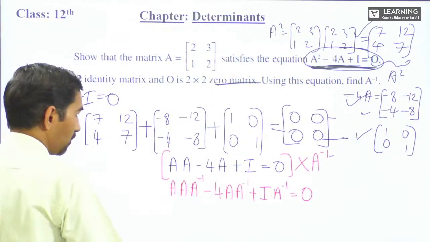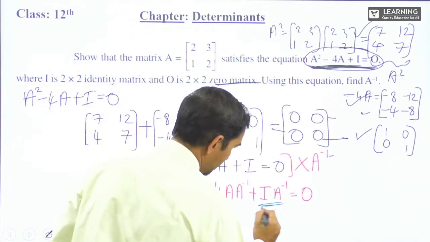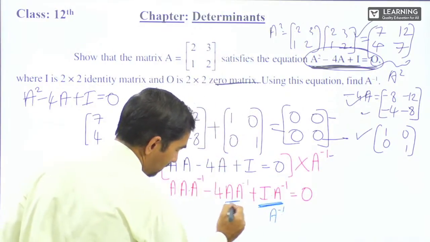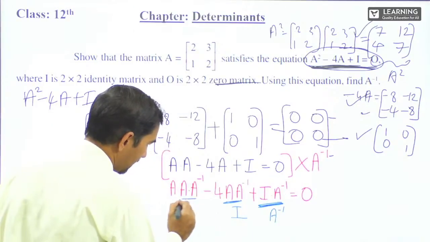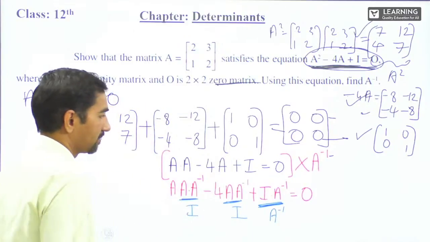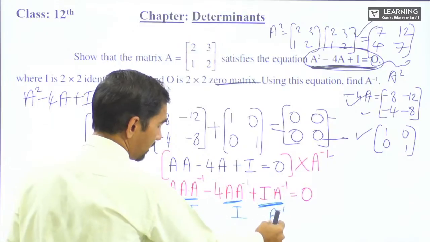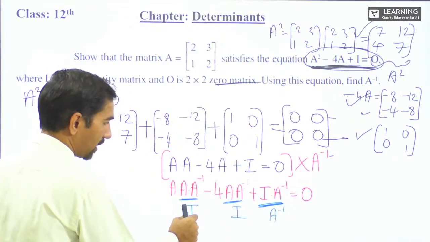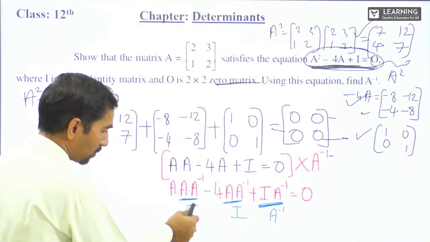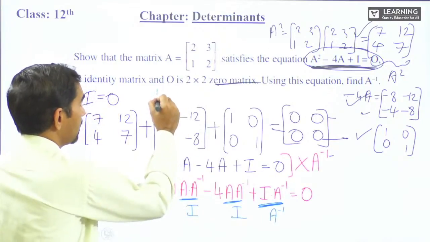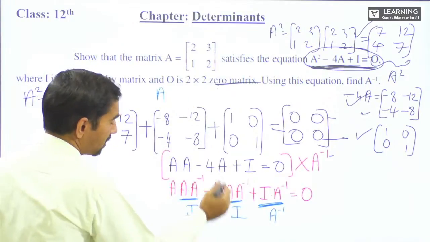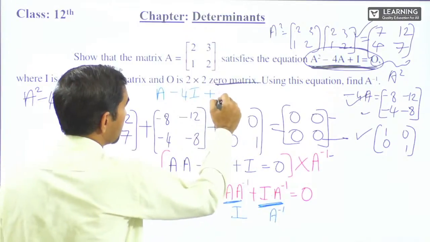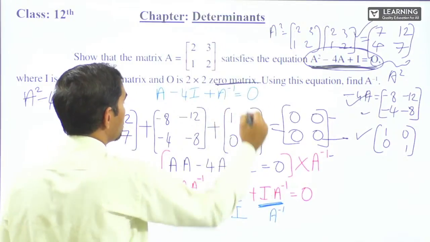Solving further, what will happen here? A into A inverse can be written as I, and this again can be written as I. So we will rewrite this again. I into A will become how much, students? A itself. Minus 4I, and plus A inverse equals 0.